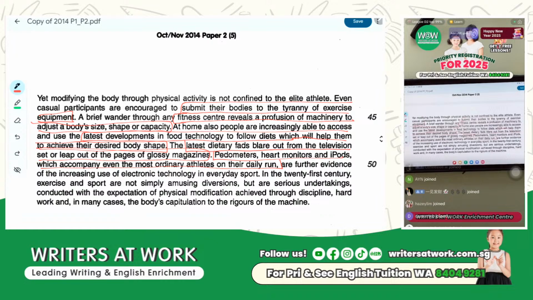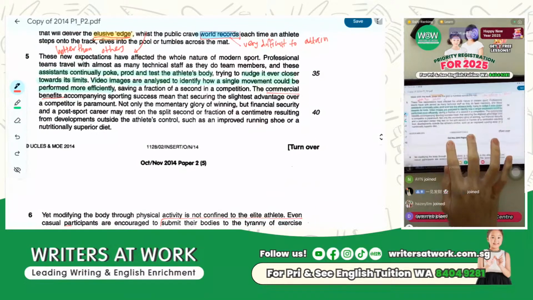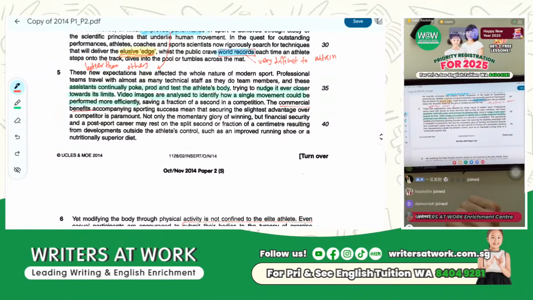For this part here, after we have identified all these points, we are going to look at how to paraphrase them.